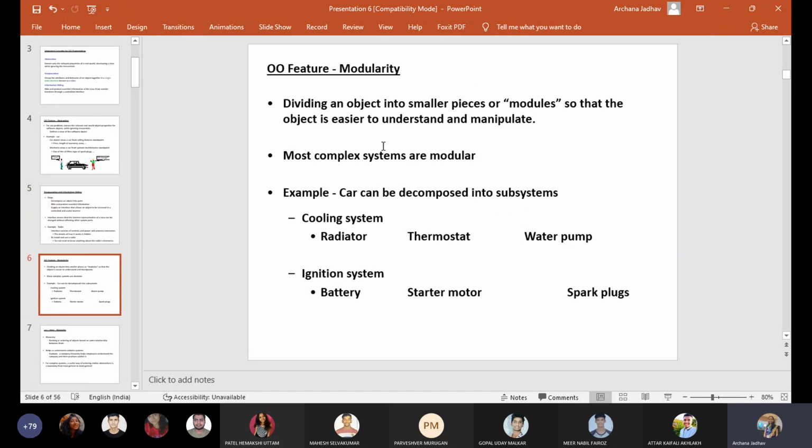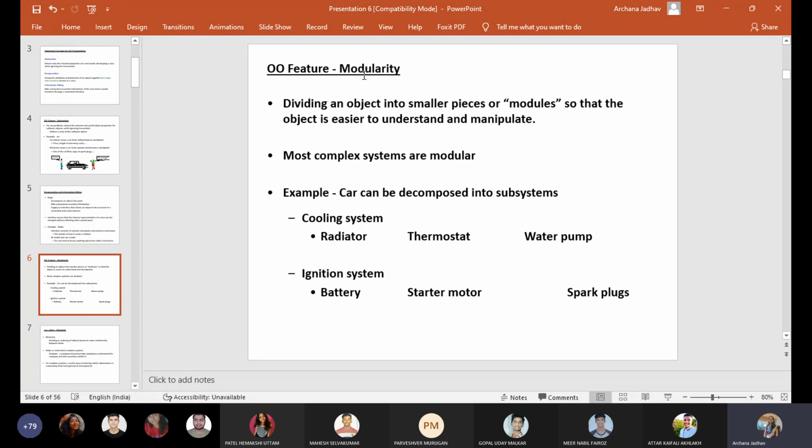Now next we have another feature of OOPS. This feature is not given in the book: modularity. Modularity is the new concept being added. It was there already, but it was not defined properly in the old books of OOPS. But now you can have it as one of the features or properties. Modularity means dividing an object into smaller pieces, or modules, so that the object is easier to understand and manipulate.